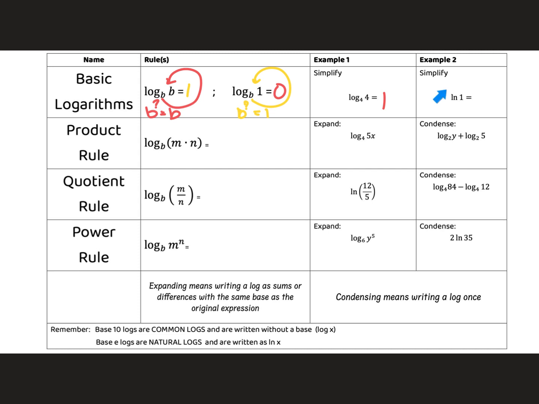And the second one, the ln of 1, or the natural log of 1, remember this has a base of e. e to what power is 1? It's 0.